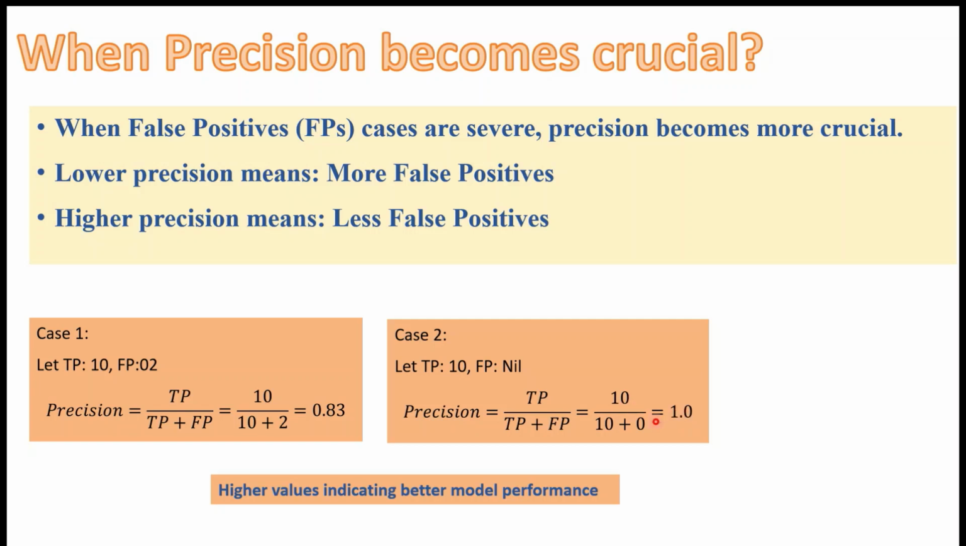It means that all the positive cases predicted by the model are correct. So precision 1.0 indicates that all the positive cases predicted by the model are correct. There is no false positive. The model does not predict any wrong positive cases. So this is what we understand. Higher values of precision indicate better model performance. So this is about precision. We'll move on to the next metric, which is recall.